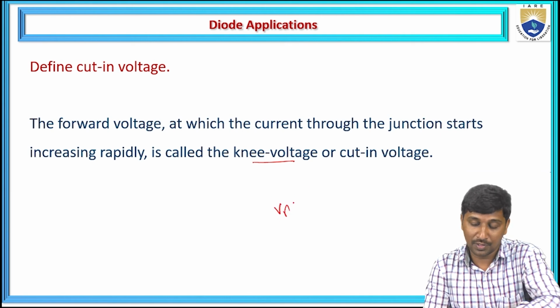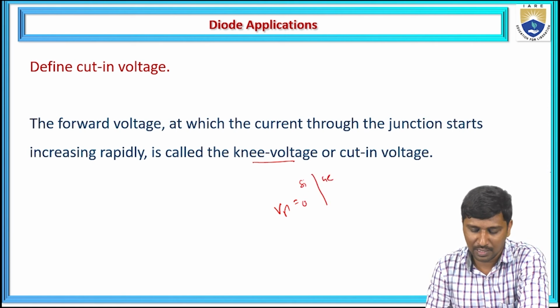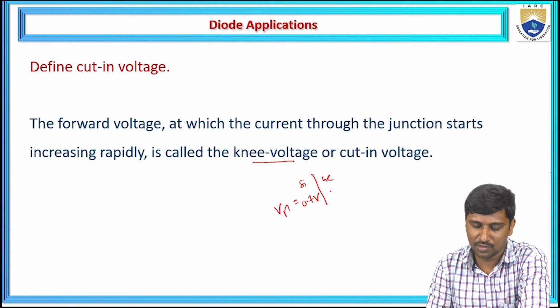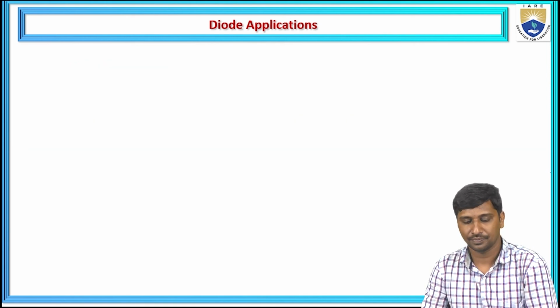The diode is made up of two materials: silicon and germanium. For silicon, the cut-in voltage is 0.7 volts. For germanium, it is 0.3 volts.